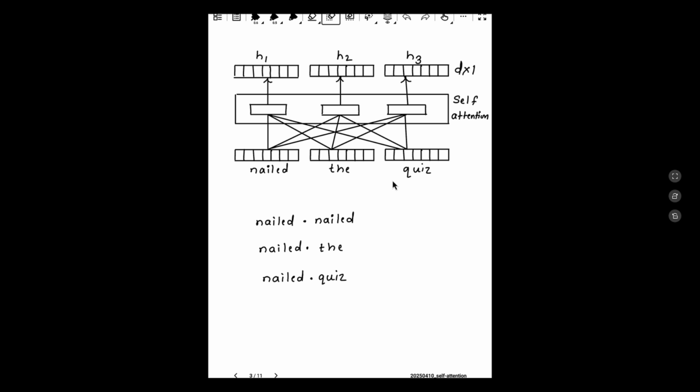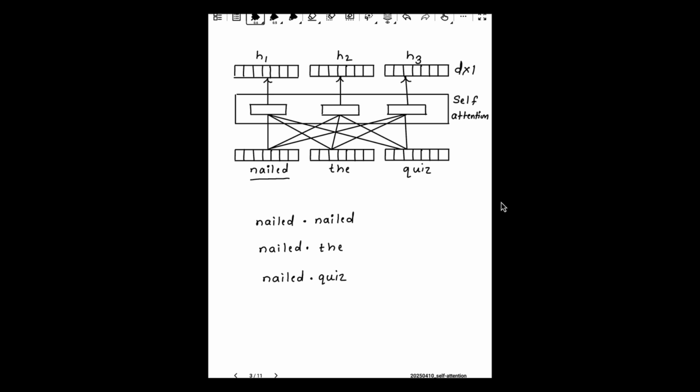Let's consider our sequence of tokens, "nailed the quiz". After passing through this self-attention layer, we want to compute contextual representations for all these three tokens, H1, H2, and H3. So what actually happens inside this self-attention layer? Let's start with the intuition. To find out which words are relevant to a particular word, we can use dot products to measure similarity between their representations. Suppose we want to compute the contextual representation of this token "nailed".